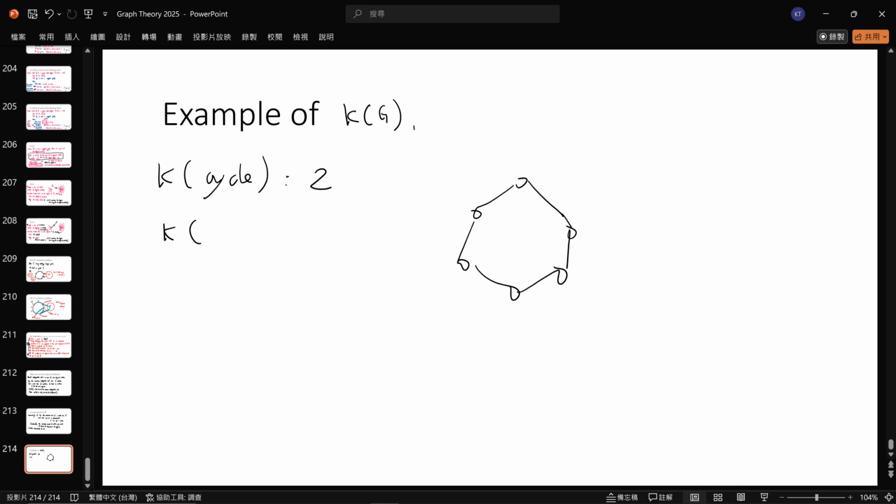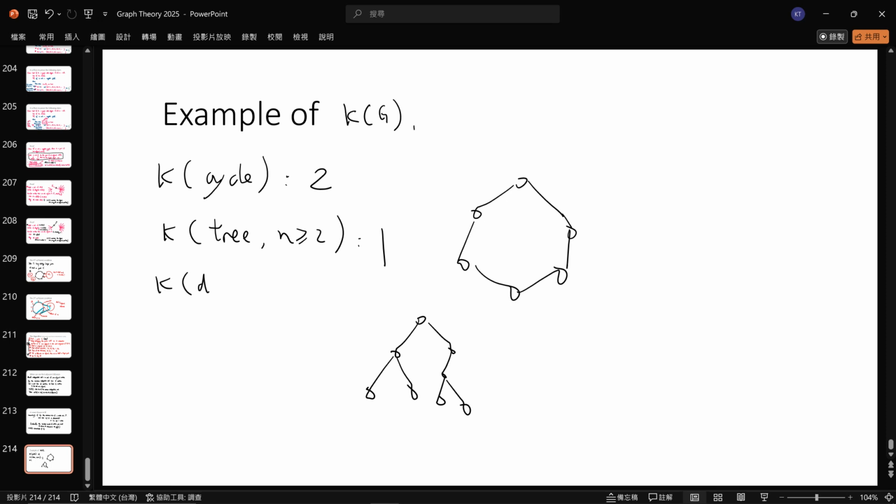And about a tree, the number of vertices is at least 2. So there are at least 2 nodes in a tree. So what is the connectivity of a tree? 1, right? Basically, you can remove any internal vertex and you'll break the tree.